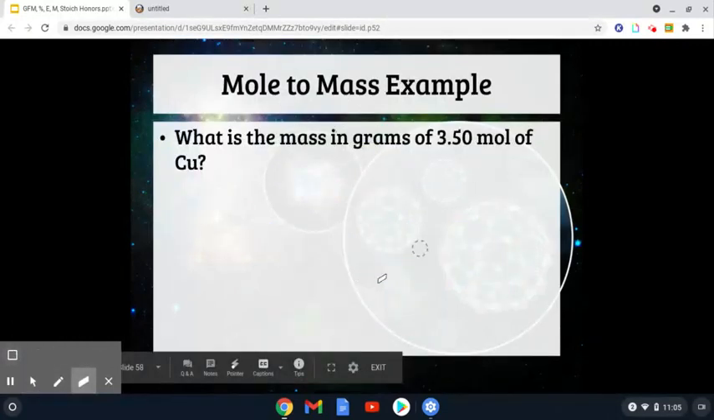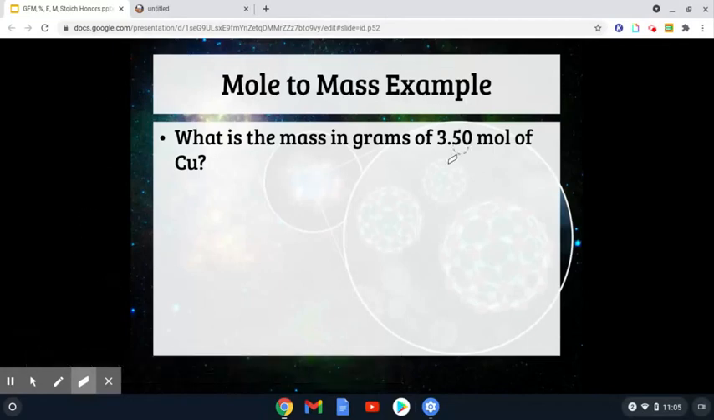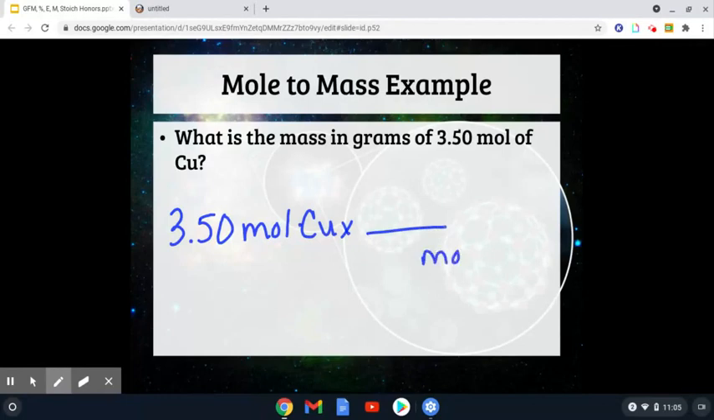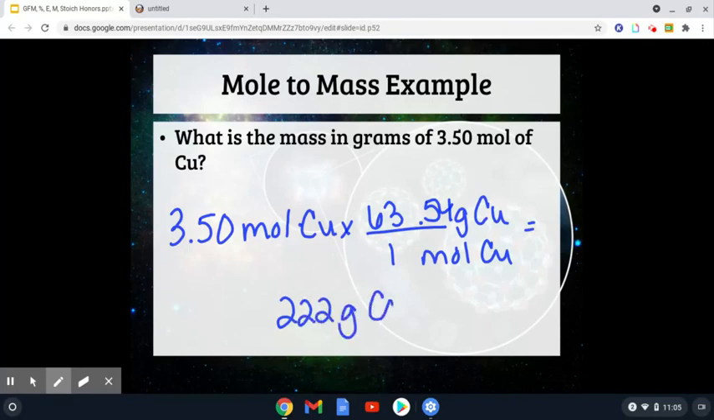Okay, so now this next problem, it doesn't have a chemical equation that goes with it, but that's okay. You get the gram formula mass right off the reference table for copper, just like you did for the ones before. So what is the mass of 3.5 moles of copper? So you do 3.5 and then put that 0 in there for sig figs. Copper. We want moles on the bottom. That's always going to be 1. And then we're going to have grams of copper, and from the reference table, that is 63.54. And that is equal to, after sig figging, 222 grams of copper.